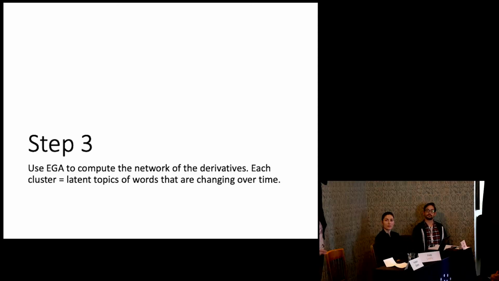And then the last step, we use network models for discovering the clusters of these derivatives. So okay, this is very briefly the description of the technique. Let me show you one interesting example.